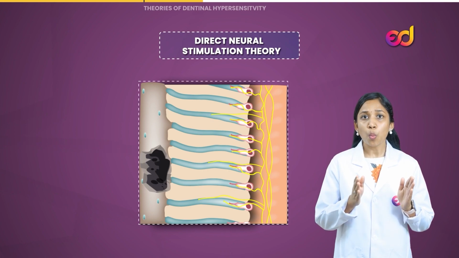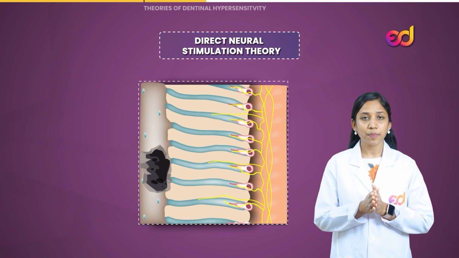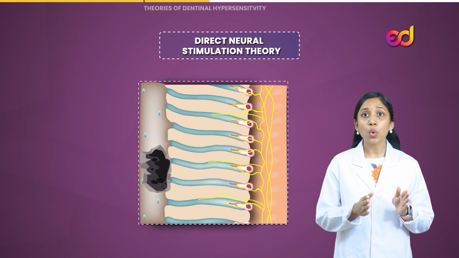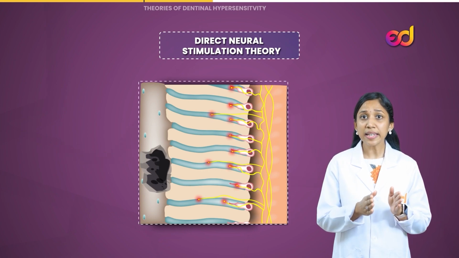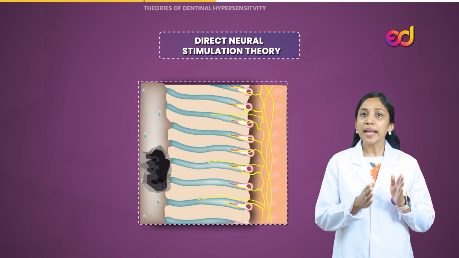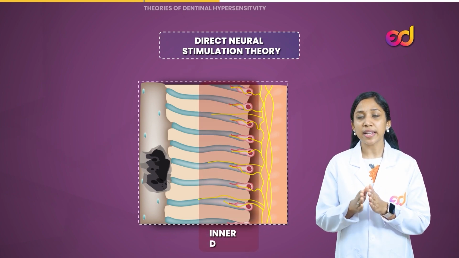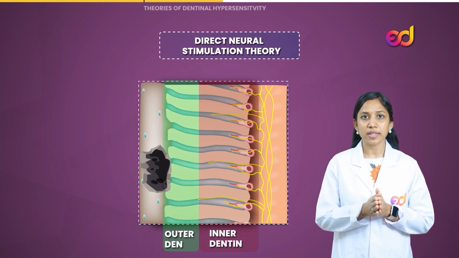Okay, so what contradicted this theory? Let's see. Even though certain nerve endings are seen inside the dental tubules, they are confined to the inner dentin and are absent in the outer dentin.